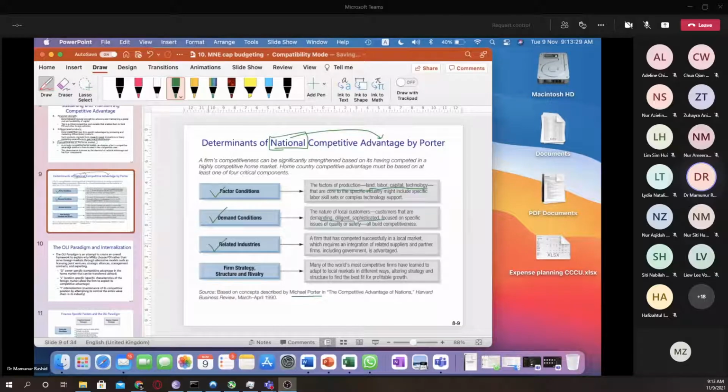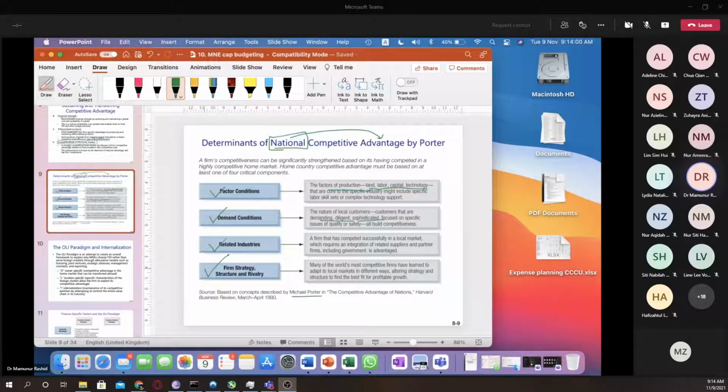Related industries. Do you have supporting industries in that country, or do you have supporting industries for your company? Let's say you have produced a product and the supporting industry is absent. Then your product will not be sold in the market, right? So you need to understand whether supporting or related industries, or vertical and horizontal integration, are available or not. The last one is firm strategy, structure, and rivalry.